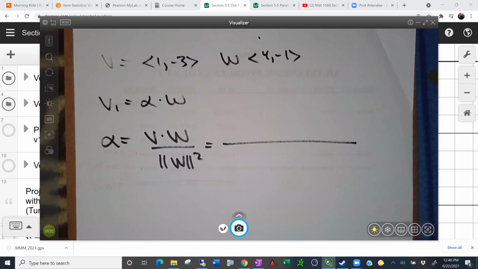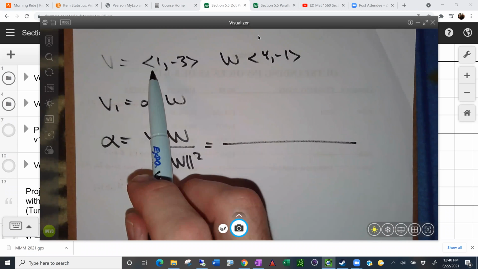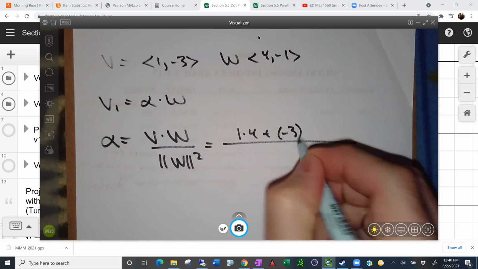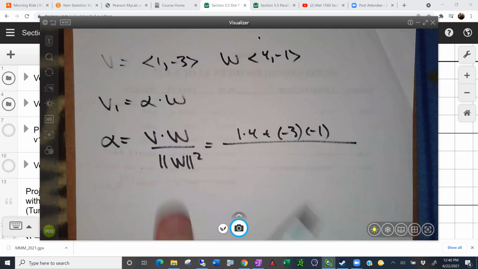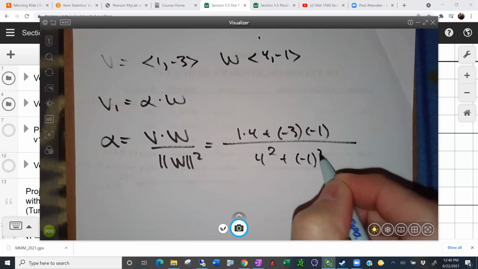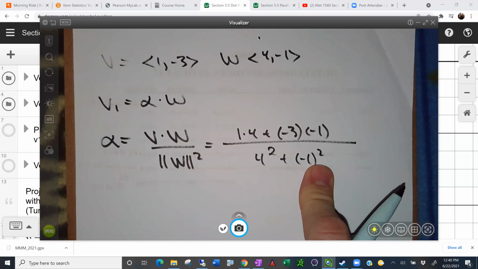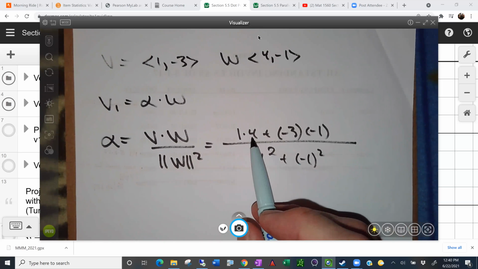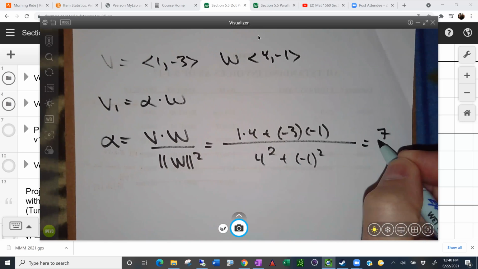So let's work on both of those. The dot product here in the numerator is going to be 1 times 4 plus -3 times -1. The length of W squared is going to be 4 squared plus -1 squared. And then I want the square root of it. Well, what happens when you square a square root? What do those two operations do to each other? They cancel out and just leave the number. Exactly. So what I'll end up with is 7 over 17.